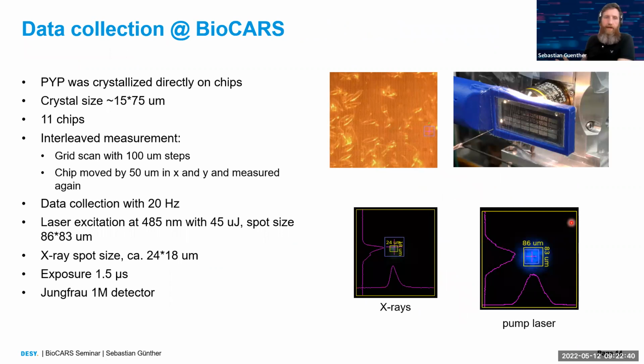Yeah, and this is now our experiment. What we did is we used PYP, crystallized directly on the chips. One of the chips is shown here, and here you see the view through the on-axis microscope. You see these lens-like crystals, which are roughly 15 by 75 micrometers. We opted for an interleaved measurement scan where we scanned in 100 micrometer steps, and then for a second round, moved by 50 micrometers in each direction. We collected at 20 hertz. Here we were mostly limited by the pump laser. We excited at 495 nanometers. This is the pump laser spot and the X-ray spot, so we had a nice overlay.